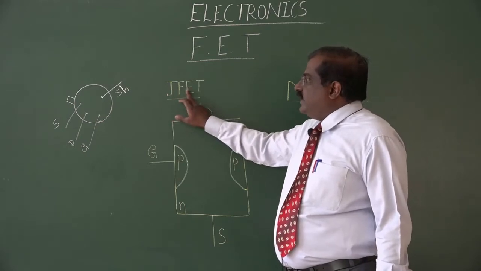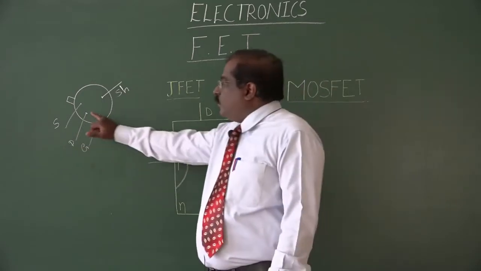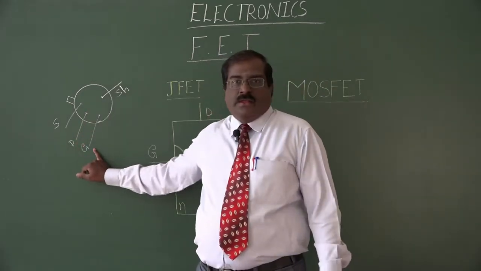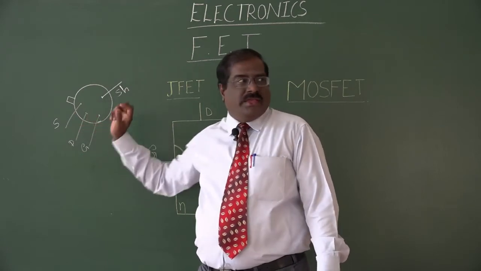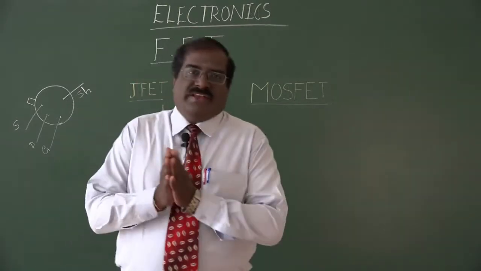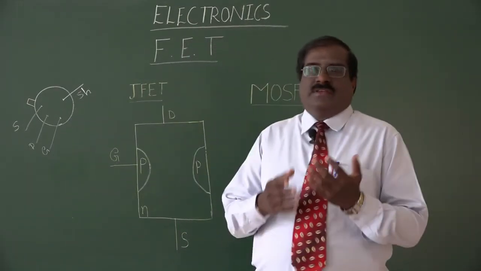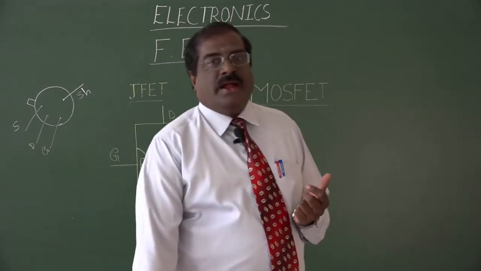JFET, junction field effect transistor. The terminals are source, drain, gate, and we have the shield. In the junction field effect transistor, we consider two parts: one is the construction part, and the other one is the working part.